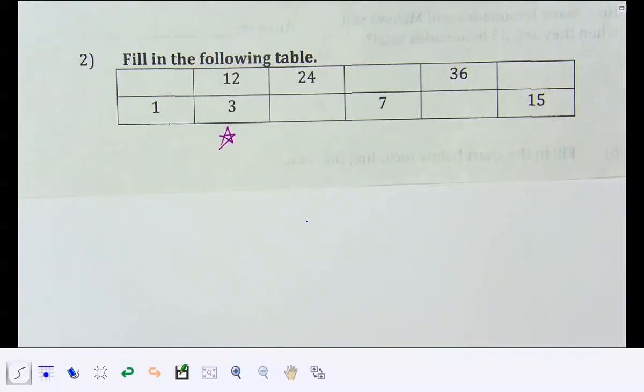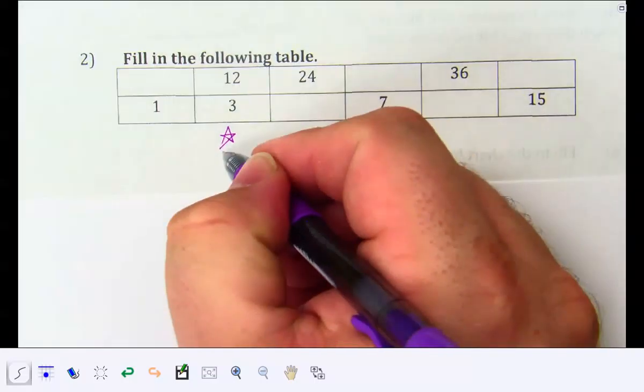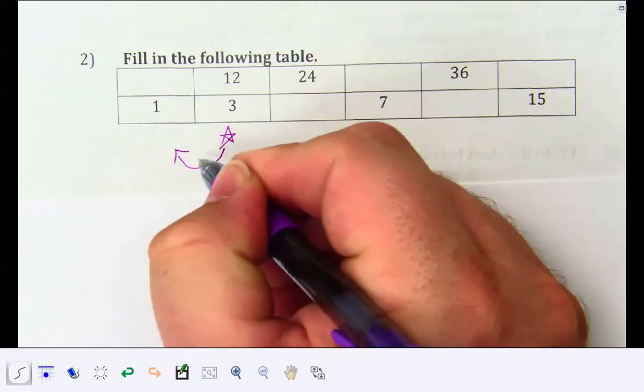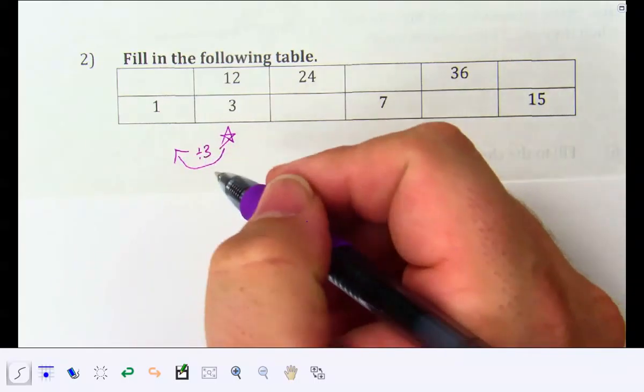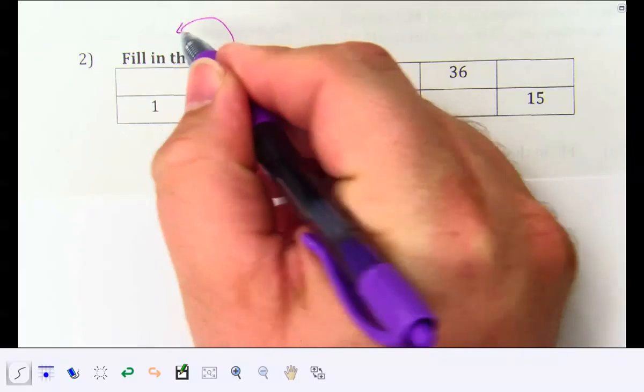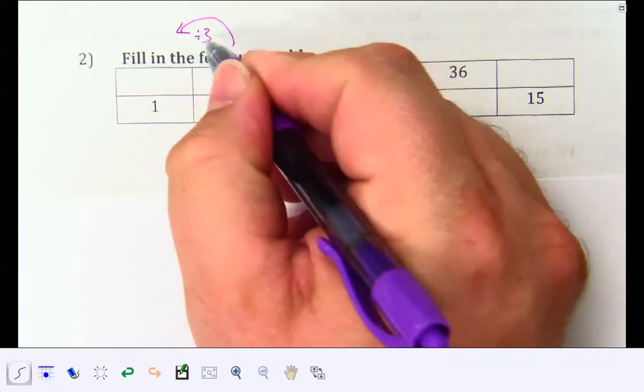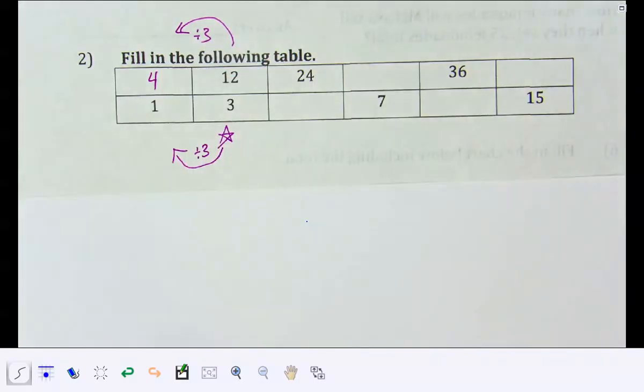Okay, well, I'm going to look at that, and I know that I can divide both of those by 3, which would give me the 1 on the bottom, and would give me a 4 on the top. So 12 divided by 3 gives us 4. Okay, and I can look at that and say, hey, look, 4 over 1, that's a unit rate.